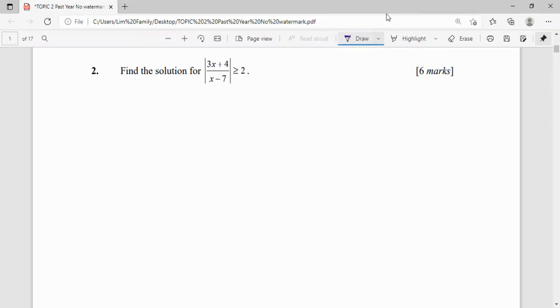So for past year, number 2, find the solution for this modulus rational greater equals to 2. We notice that in these questions, our denominator is in modulus, which means we can confirm it is always positive and we can do the multiplication to the right hand side. So we can get both side modulus. Only with the denominator with modulus, we can multiply it to the right hand side. Otherwise, you cannot be doing that.